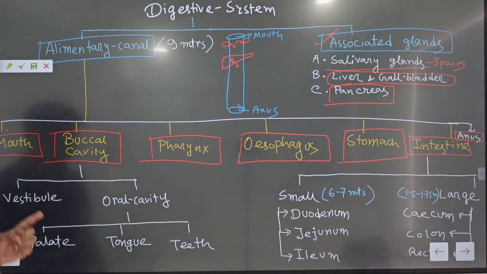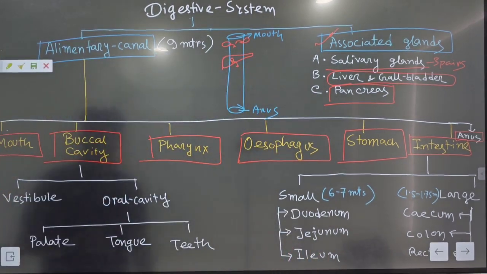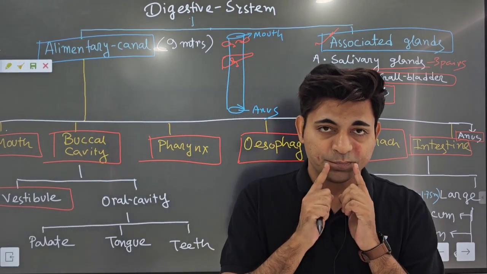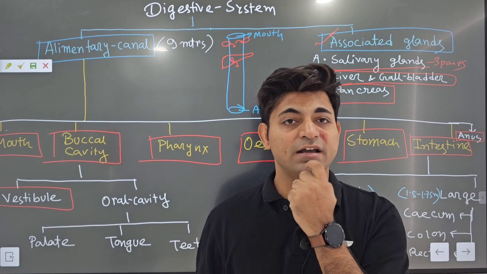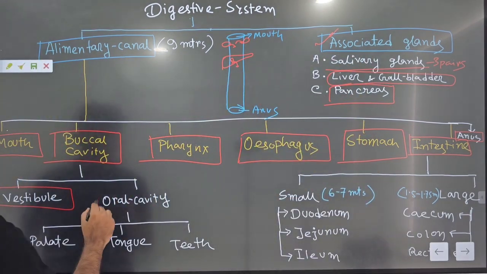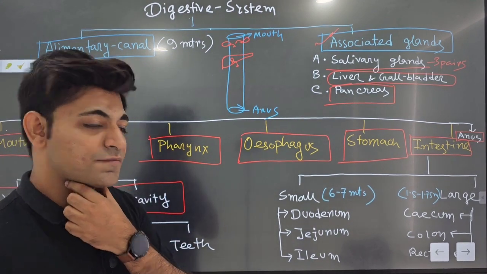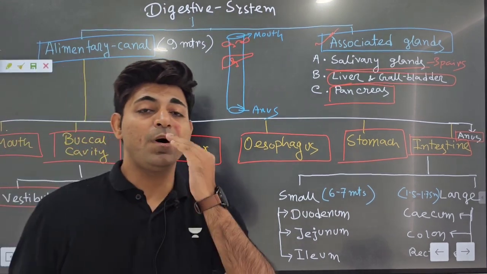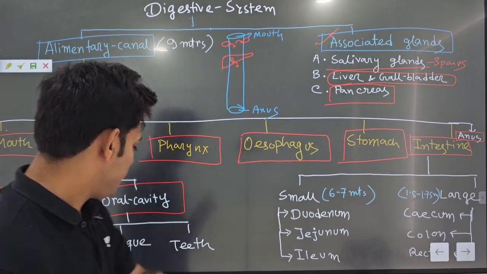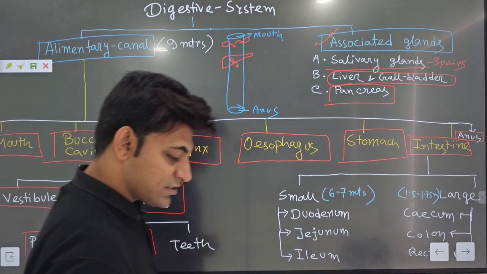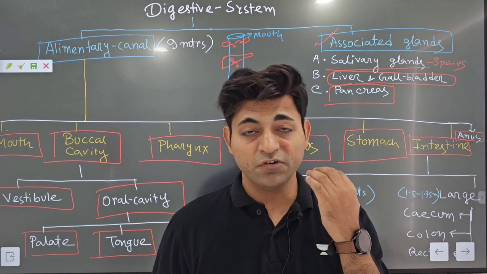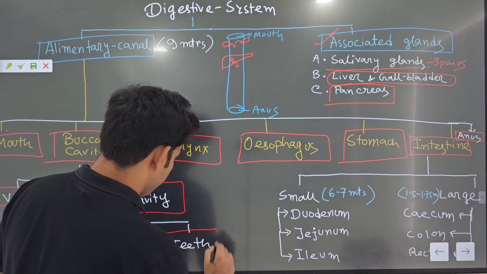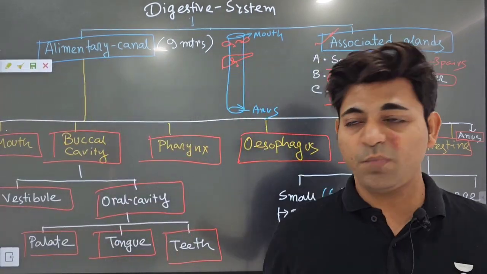Okay, so when we talk about the buccal cavity, it has 2 parts: the buccal vestibule, the narrow chamber in between our lips and gums, that is called the buccal vestibule. Oral cavity, inside the gum up to the pharynx, and the oral cavity has the palate. The upper floor of the oral cavity is called palate. Tongue, the taste receiver, also helps in mastication, pronunciation, talking, and teeth. Obviously, without teeth, mastication is not possible.